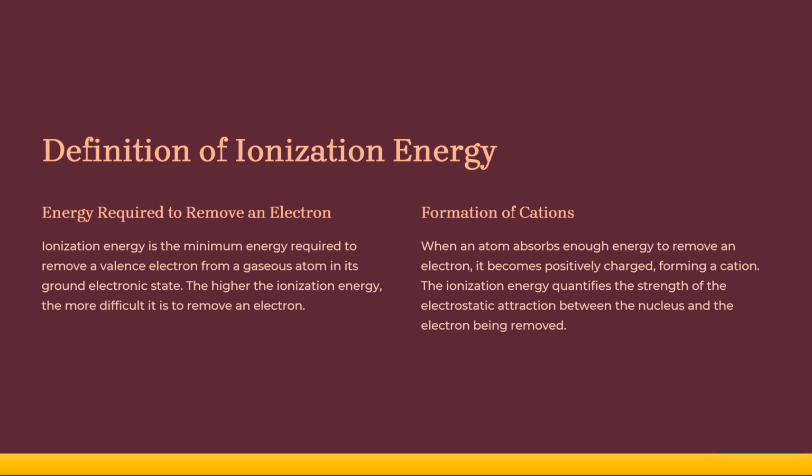Ionization energy is the minimum amount of energy required to remove an electron from a neutral atom in its gaseous state. Imagine pulling a magnet away from a steel surface. The closer and stronger the bond, the harder it is to pull away. That's ionization energy in action. When this happens, the atom forms a cation, a positively charged ion. The ionization energy tells us how tightly an atom holds on to its electrons, and this varies across the periodic table.